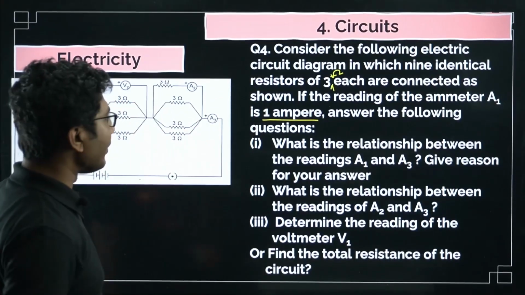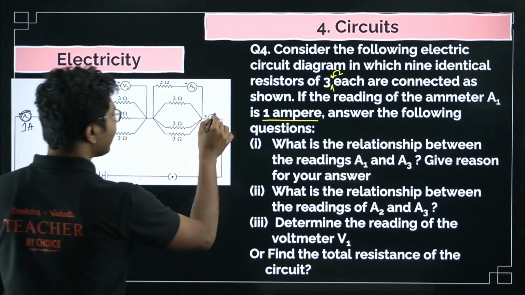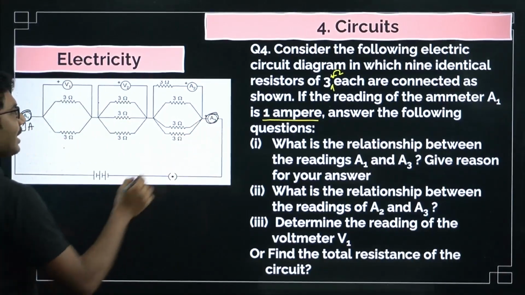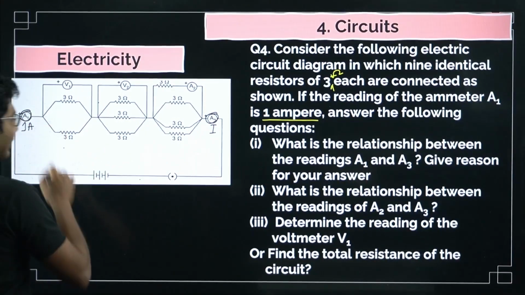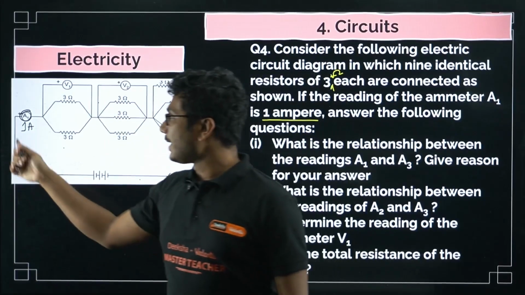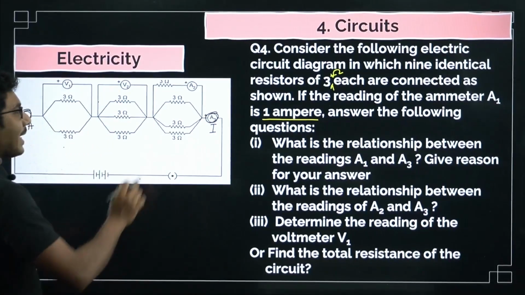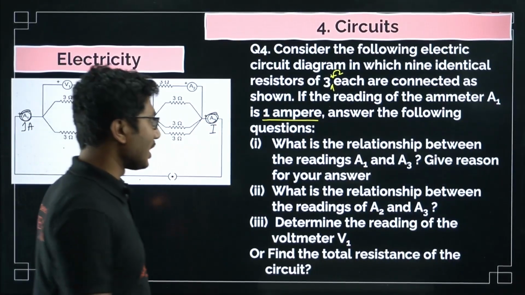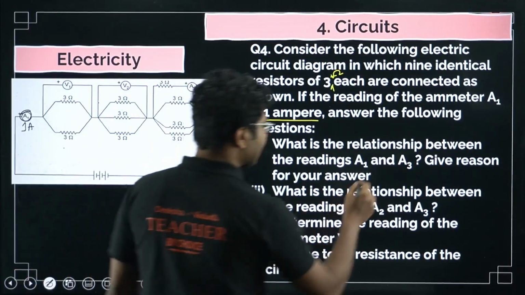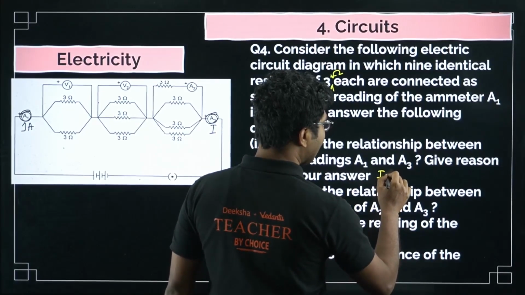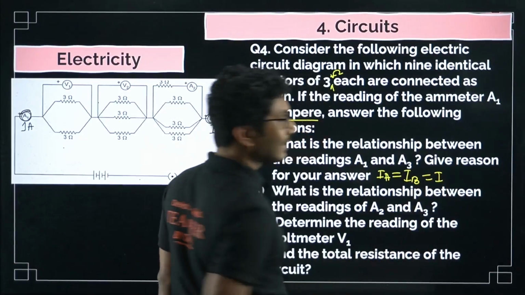What is the relationship between the readings A1 and A3? So A1 and A3 should be the same. Why? Because this is directly connected to the battery, so whatever current is coming through the battery, that current has to pass through the ammeter A1. Similarly, whatever current is returning to the battery, the same current has to pass through A3. So current through both of them should be equal. Okay, that is the main thing, and you can mention that they are connected directly with the circuit, so current through both of them should be same, that is both of them will have the current I.